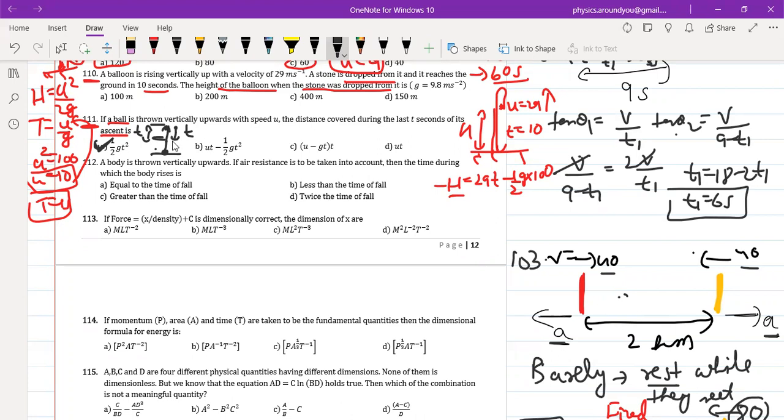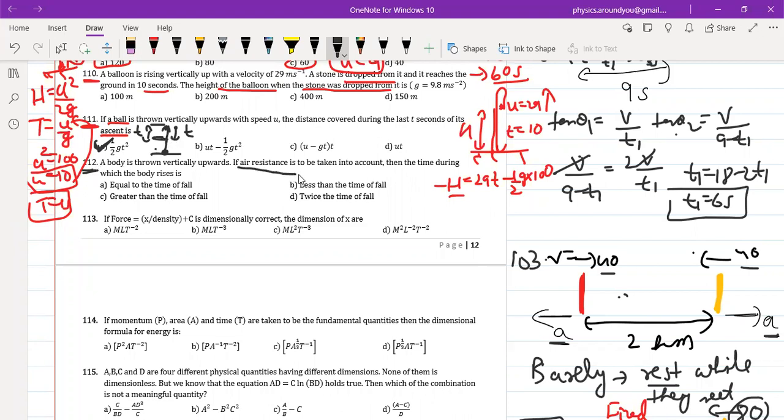So u equal to 0, s is equal to ut plus half at square, a is g, we'll get half gt square again. Once again, the distance covered in the first phase, the going up phase in t seconds, is the same as the distance it fell in the next t seconds starting from the top, due to symmetry. That's also there. Otherwise, you can use the VT graph. And then question number 112.